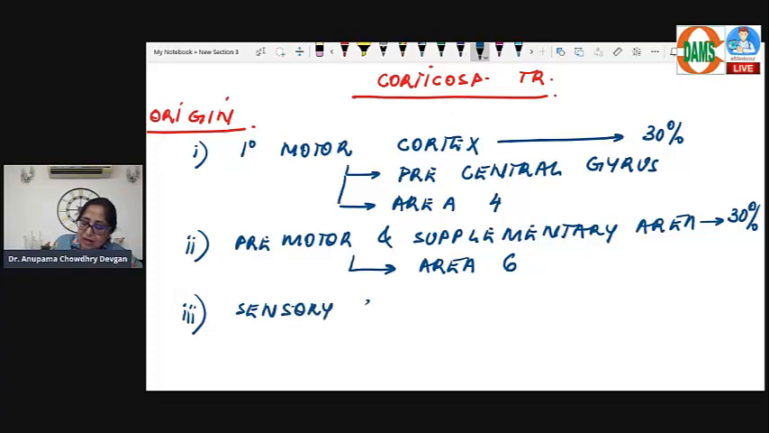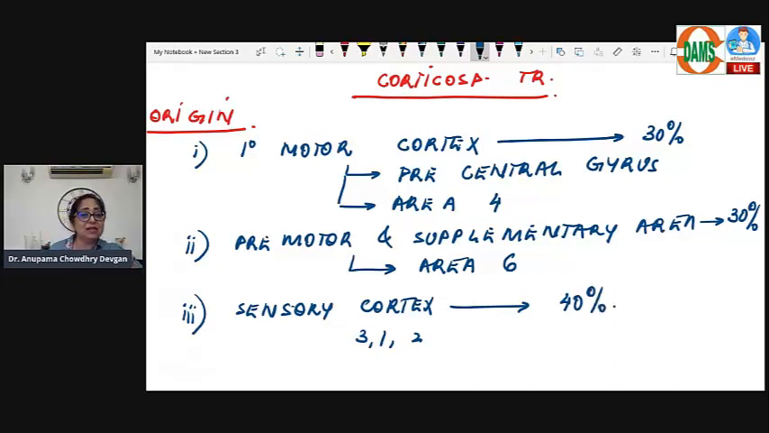A very, very important point here. Somewhere in one of your app-based resources, it is given that sensory cortex contributes sensory fibers. No, that is not possible. Yes, these fibers are arising from the sensory cortex, but these are motor fibers. Sensory cortex, that is areas 3, 1, and 2, will contribute 40% of the fibers, but these are motor. These are not sensory fibers, these are motor fibers.